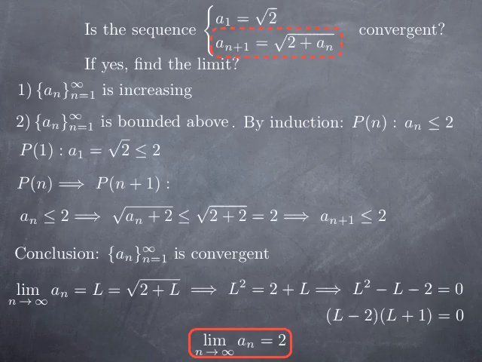because the sequence had first term square root of 2, which is positive, and then was increasing. The sequence was increasing starting at root 2, so it cannot take any negative value. Therefore, the only choice left for the limit is 2, and we know that there is a limit, so the limit is 2.